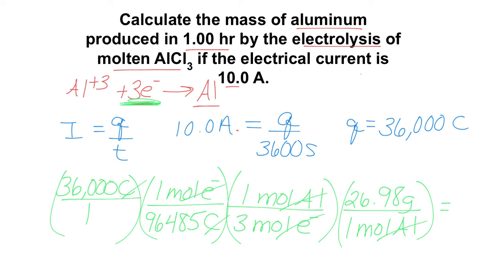And I get 3.36 grams of aluminum. So that's how much aluminum I can get if I let this react for a full hour while passing a current of 10 amps through the molten aluminum chloride. Again, the reason why it's got to be the molten and not aqueous is because the water would actually react if it was the aqueous.